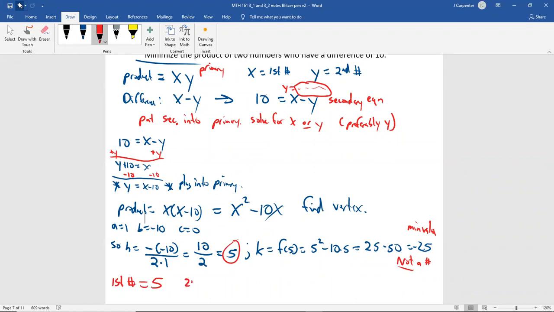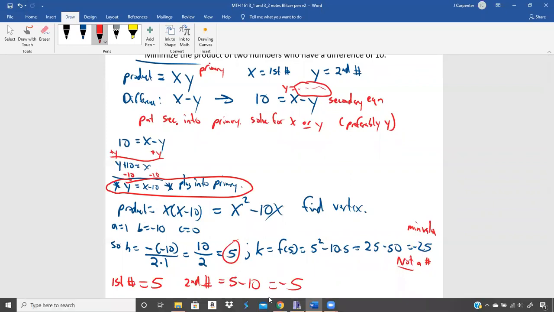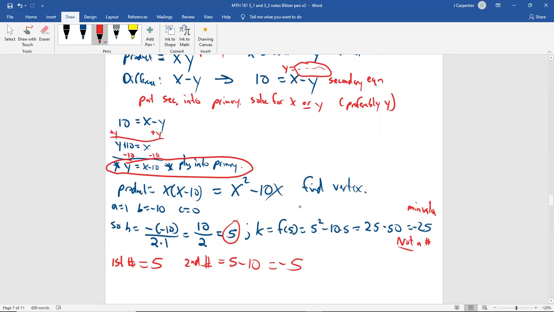How do you find the second number? Well, the second number was y, and we said that y is x minus 10. That's why I put double asterisks next to that, because we were going to come back to it. So the second number is just the x minus 10, which is 5 minus 10, which is negative 5. 5 and negative 5 do have a difference of 10, and their product is negative 25. So the answer is 5 and negative 5. That is not a coordinate. Those are two numbers.